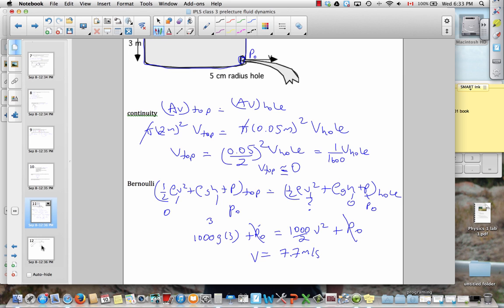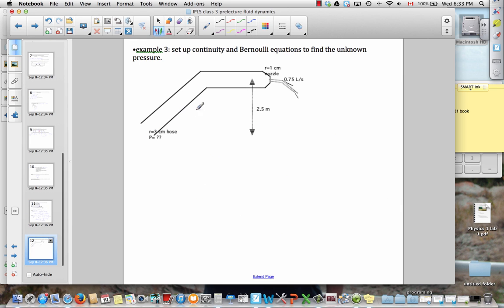Let's try another problem. And this one I'm going to ask you to just simply write a continuity statement and write a Bernoulli statement. Now, having watched me do one, I'm going to ask you to try doing this one yourself. Okay, so try substituting in here area times speed in the hose is area times speed in the nozzle. So that would be a continuity statement, and then a Bernoulli statement.